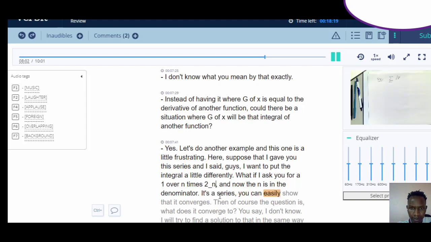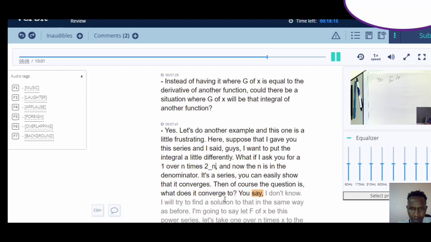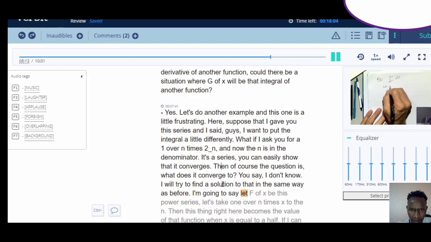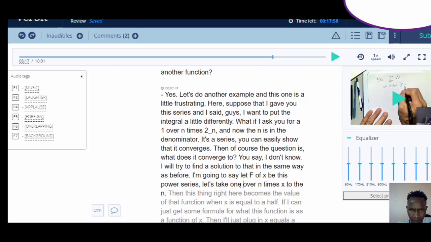Okay, it's a series. You can easily show that it converges. Then, of course, the question is, what does it converge to? And you say, I don't know. And I will try to find a solution to that in the same way as before. So I'm going to say let f of x be this power series. Let's take 1 over n times x to the n.